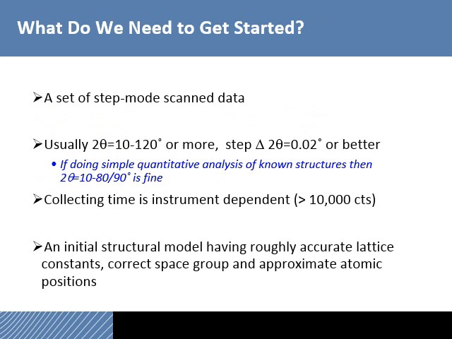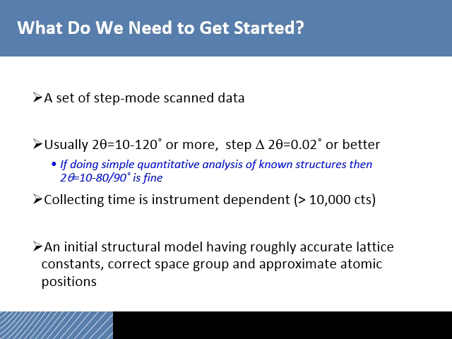So what do we need to actually get started on a Rietveld refinement? Well, first and foremost, we need a step mode scan, a set of step mode scan data, which is nothing but a fancy term for an XRD pattern, okay, which we've talked about at great length. Usually the 2 theta value should go from 10 to 120 degrees or more with a step size of at least 0.02 degrees or better. Going to 120, 130, 140 degrees is really only necessary if you're going to do advanced techniques like strain analysis, and things of that nature.